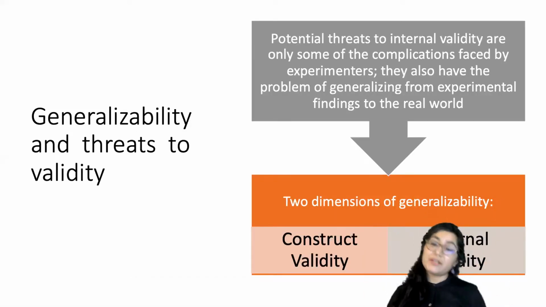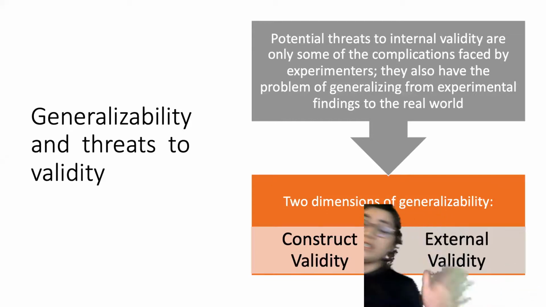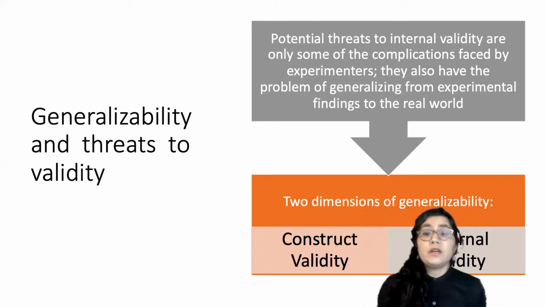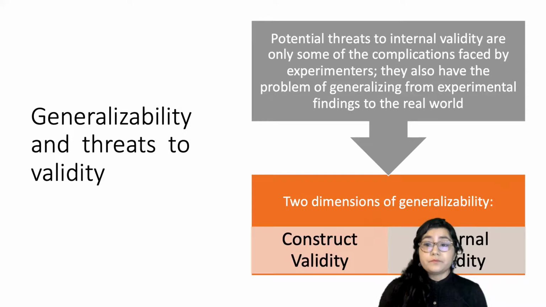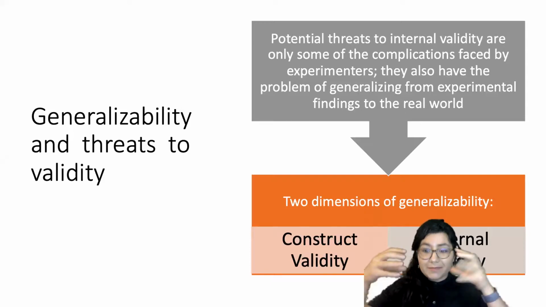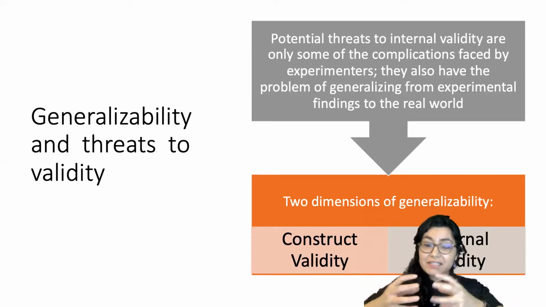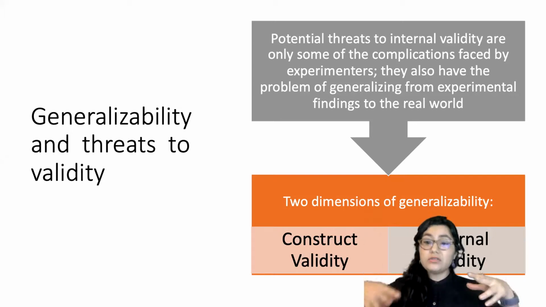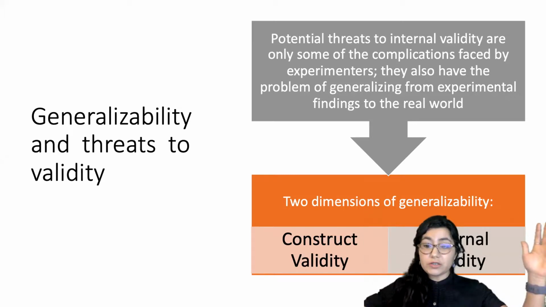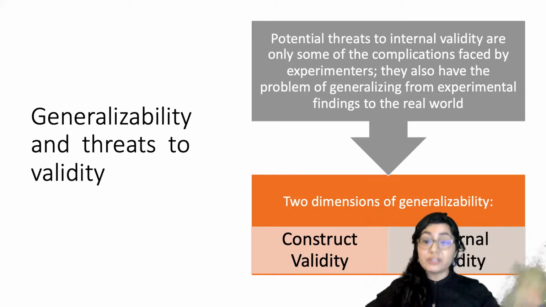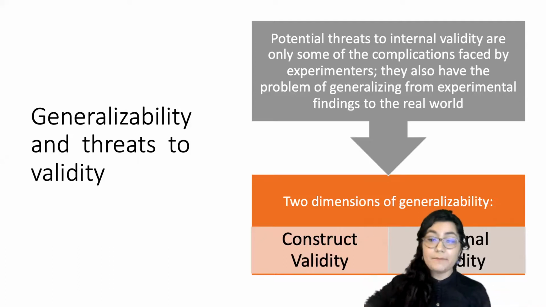So now we're going to talk about generalizability and get to construct validity and external validity. These are problems of generalizing from the specific context of our research site to the larger constructs we're interested in, the larger population, our sampling frame.